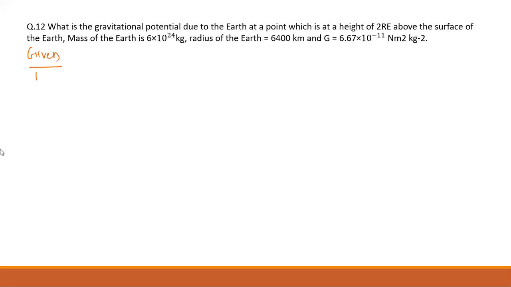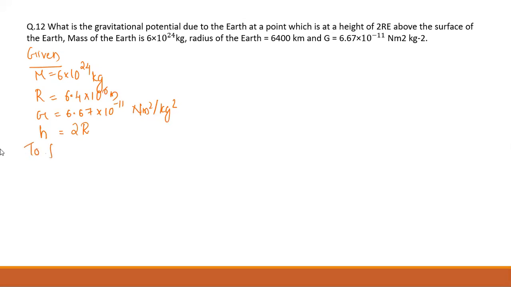Mass of the earth is given. M is equal to 6 into 10 raised to 24 kg. Radius of the earth is given, 6.4 into 10 raised to 6 meter. G is 6.67 into 10 raised to minus 11 Newton meter square per kilogram square. And what else is given? At a height of 2 times radius of the earth. So height is equal to 2 times radius of earth. We want to find out gravitational potential.